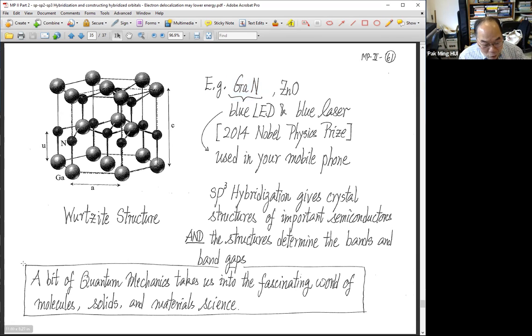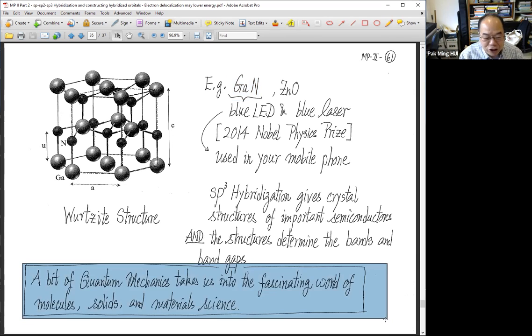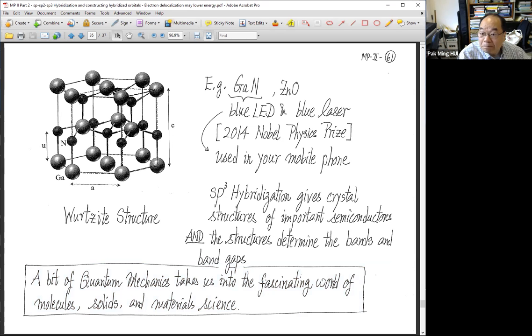So with all these examples, I would like you to appreciate a bit of quantum mechanics, not much: LCAO, MO, the Schrödinger equation, a bit of matrix thinking. It takes us into a fascinating world of molecules, solids, and material science. You need this in order to be an educated researcher. Even if you do experiments, okay? You don't do trial and error all day long. You have to have some basis in your thinking. And I think quantum mechanics is one of the most important basic trainings.